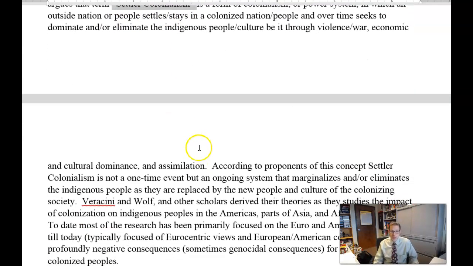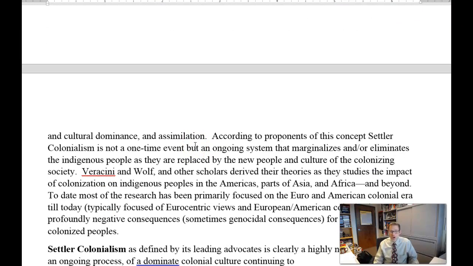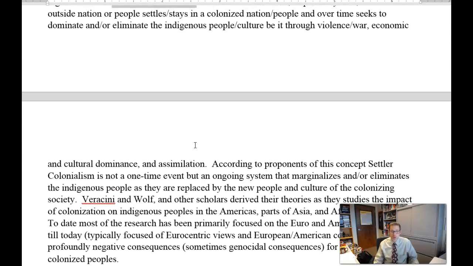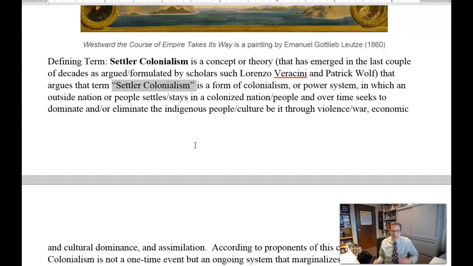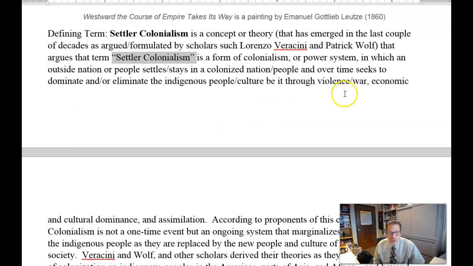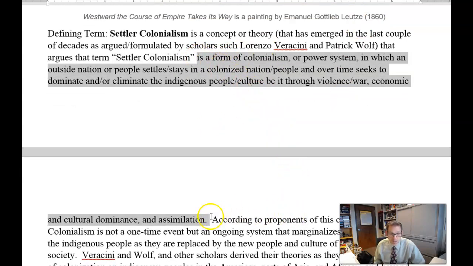So essentially, you can see my long definition there. You can maybe write your own shorter one if you feel comfortable with that. But essentially the idea that it's a form of colonization or a power system in which, here we go, maybe I should highlight this for you. So when you're taking notes, you don't need to write all this down, but let me highlight that for you. That would help.